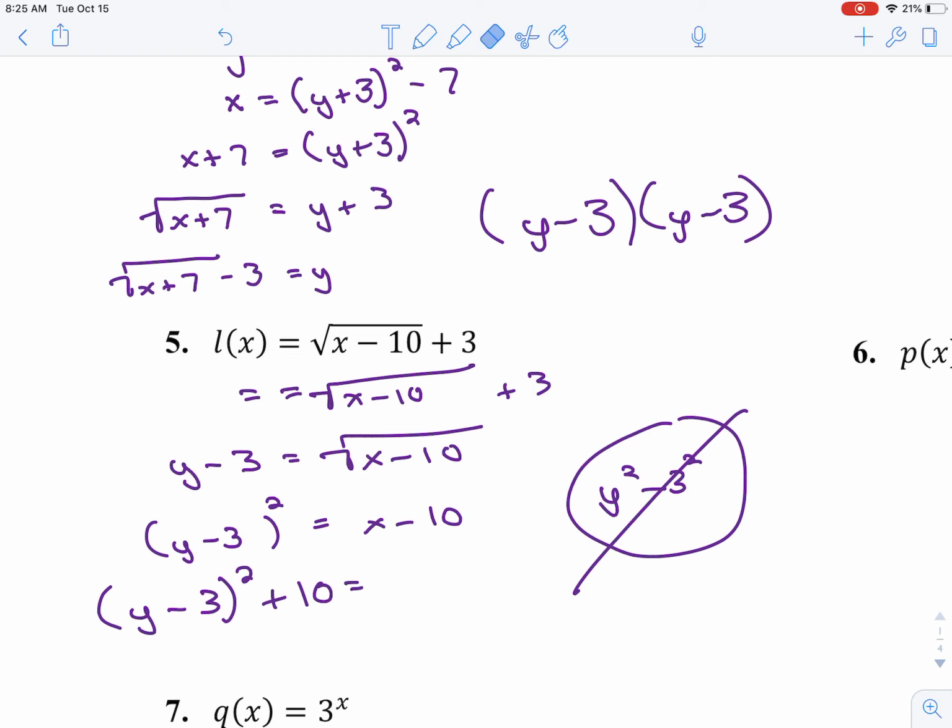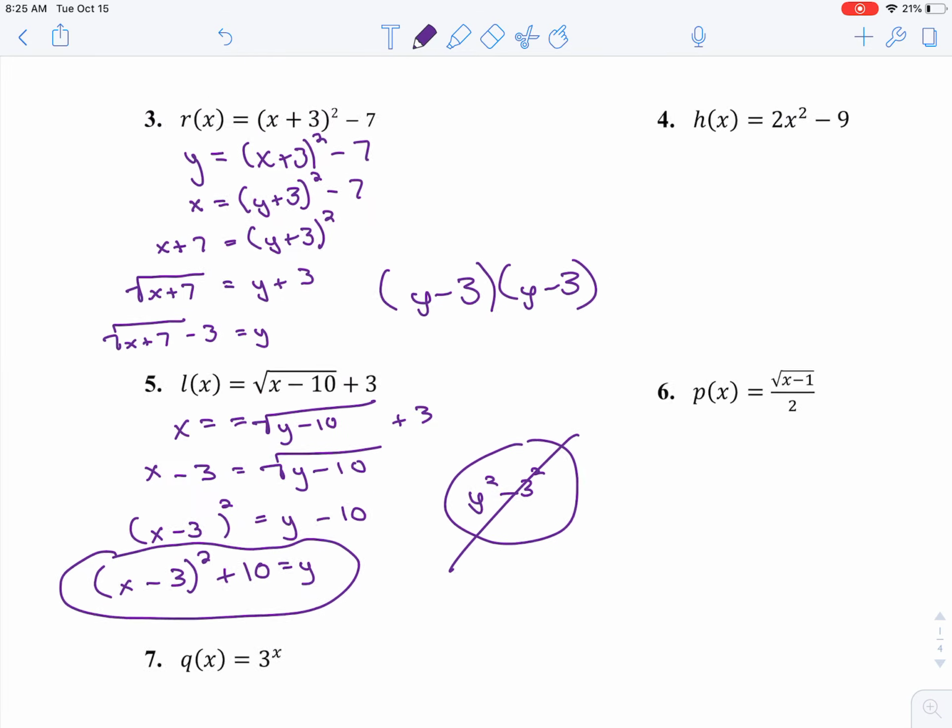So I need to switch x and y, and I need to switch x and y. So we got to be real thorough with showing our work on this one. And then I need to switch again, and then again. And then here is our answer.